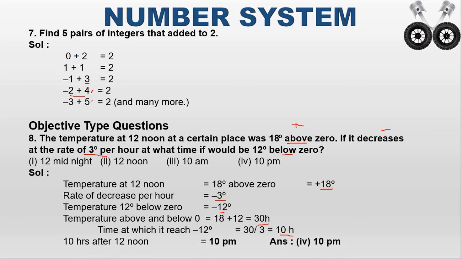Okay, so what is the question here? At what time would it be 12 degrees below 0? So that means after 12 noon. After 12 noon, 10 hours means it will be 10 p.m. Before 12 noon means it will be 10 a.m. So here the question is given as 12 noon, that means after. So we will get the answer at 10 p.m. So the correct answer is 10 p.m.